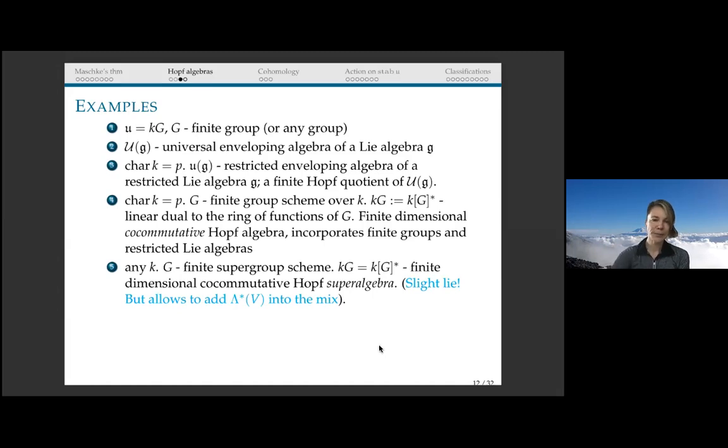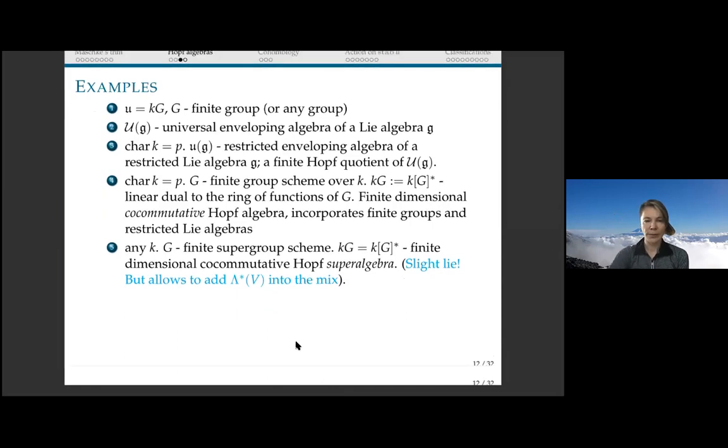And this actually becomes interesting in both characteristic 0 and characteristic P, even though in characteristic 0, you don't actually get a lot of new things besides finite groups, except that you do get exterior algebras now as part of the examples.